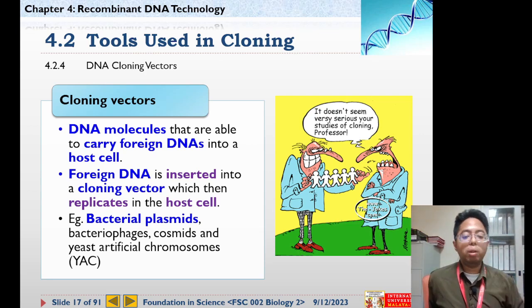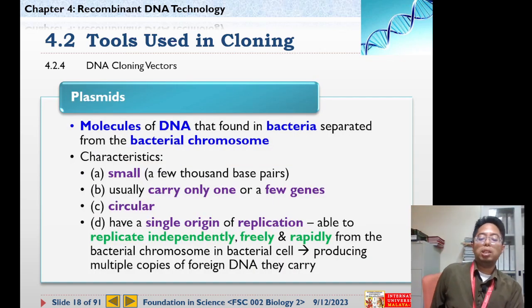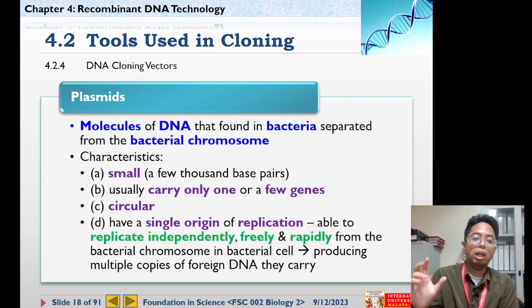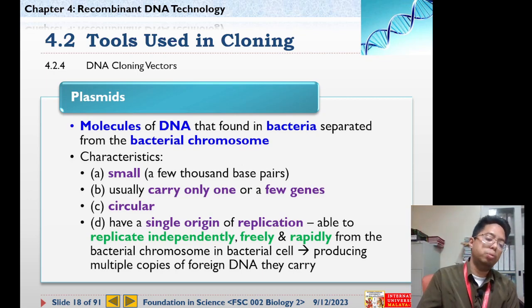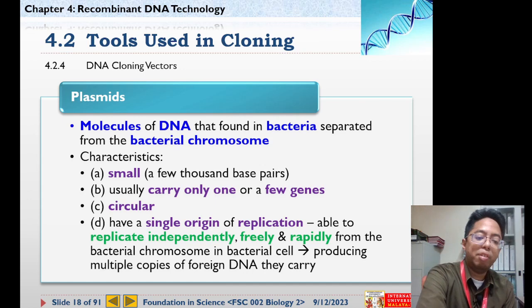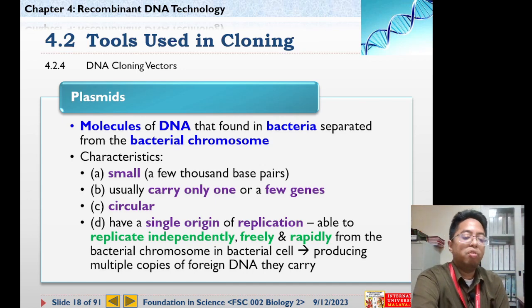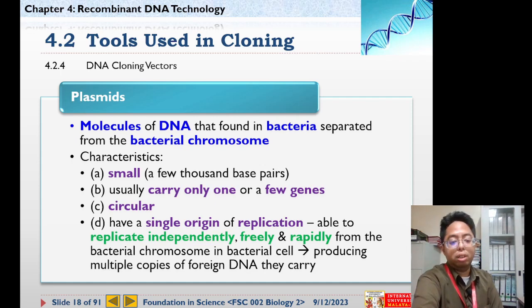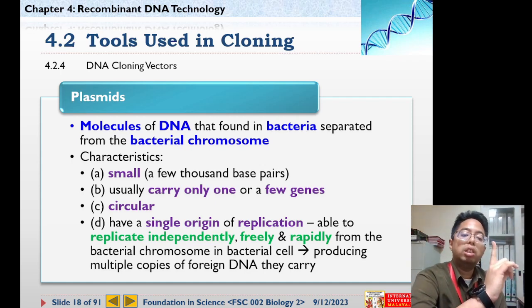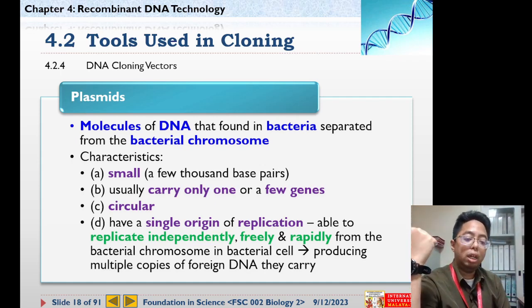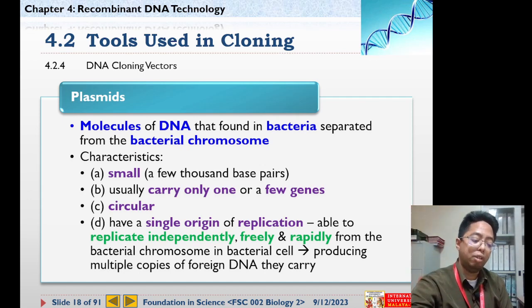Okay. For example, you have bacterial plasmids, bacteriophages, cosmids, and YACs. First of all are plasmids. These are molecules of DNA which are ring-shaped in bacteria. It is separate from the bacterial chromosome. So it's very small, having a few thousand base pairs. Usually they carry only one or a few genes and are circular. They have only one single origin of replication, and they can replicate independently, freely and rapidly from the bacterial chromosome.